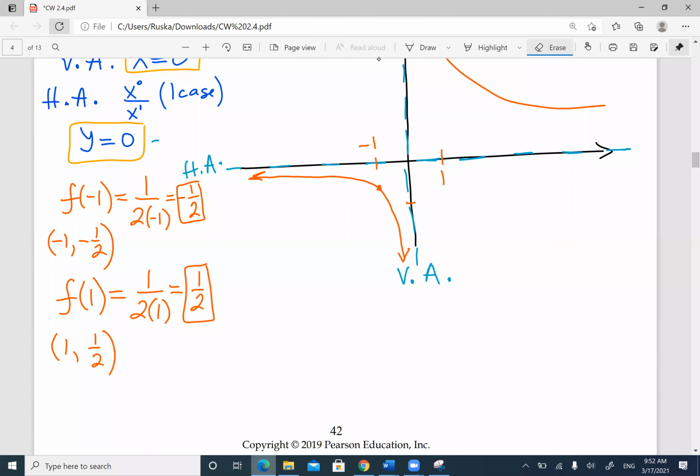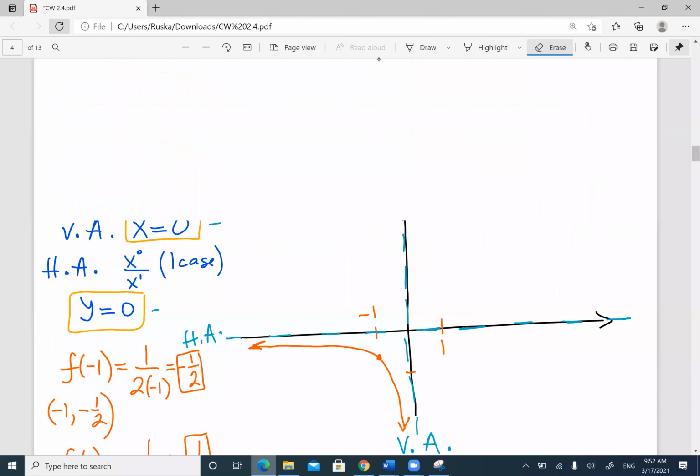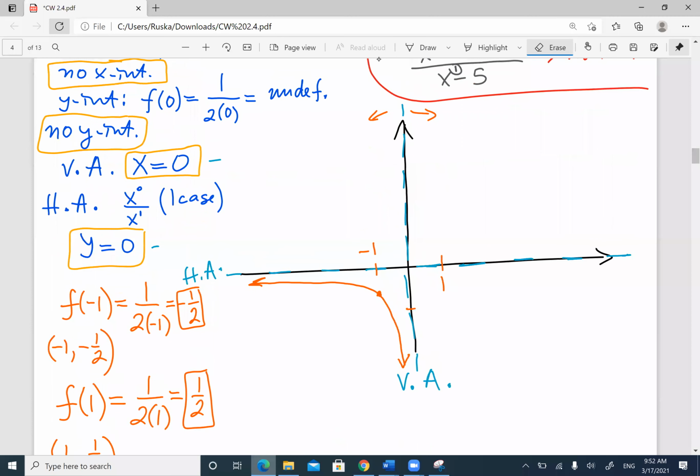And we're gonna graph that. Oops. So the point is 1 and 1/2. So if this is 1 and 1/2 is somewhere here, right? So the graph is gonna go close to the horizontal. It's gonna go close to the vertical. And that's my graph. Okay?